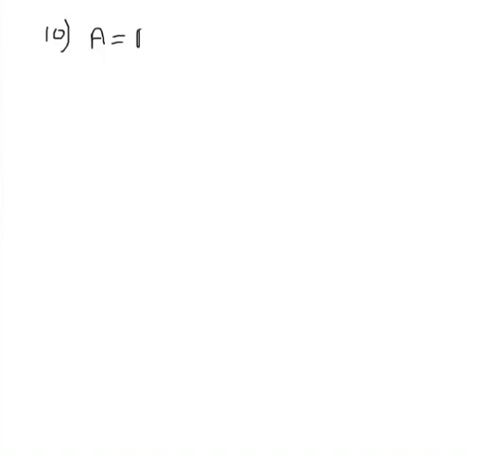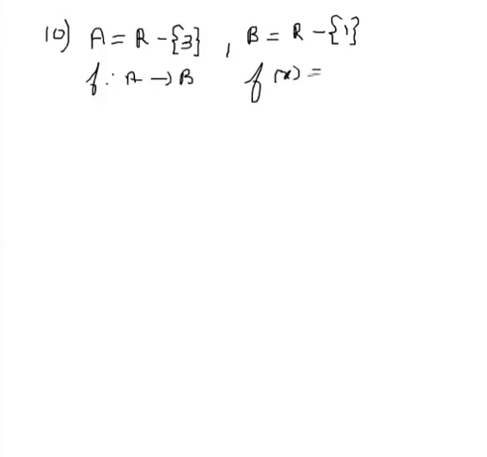A is the set R minus 3 and B is R minus 1. F is a function from A to B defined as f of x is equal to (x minus 2) divided by (x minus 3). We have to check whether f is 1-1 and onto or not.